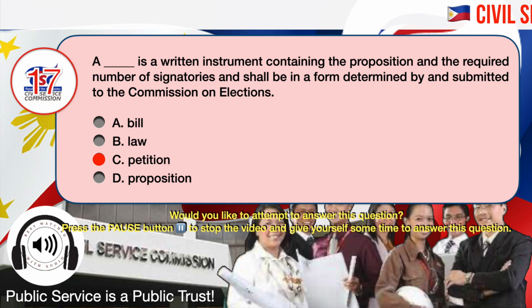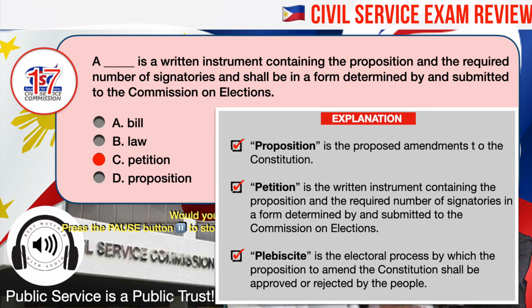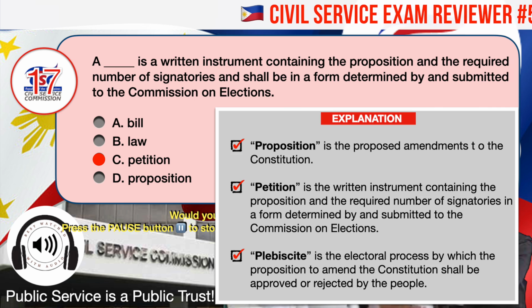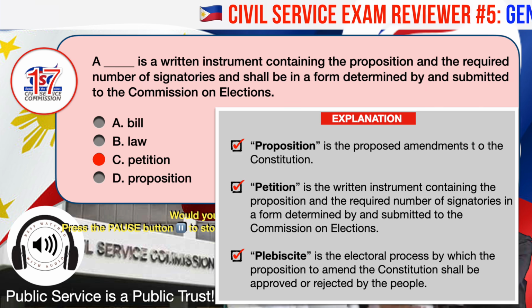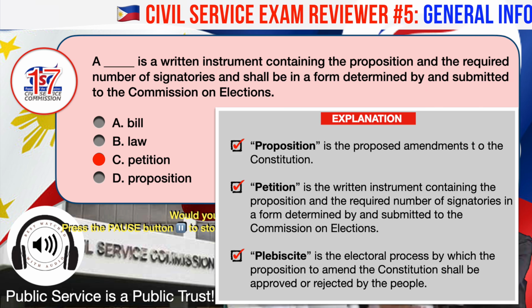Petition. Proposition is the proposed amendments to the Constitution. Petition is the written instrument containing the proposition and the required number of signatories in a form determined by and submitted to the Commission on Elections. Plebiscite is the electoral process by which the proposition to amend the Constitution shall be approved or rejected by the people.